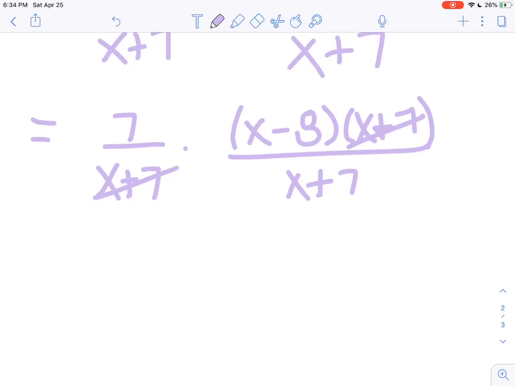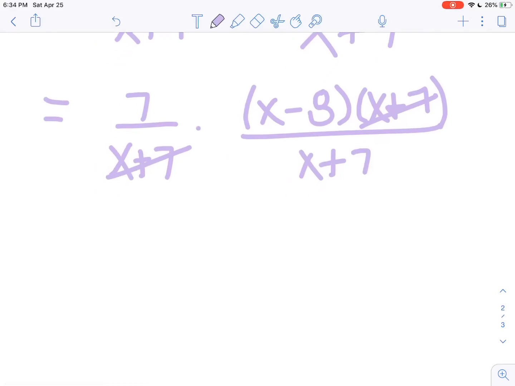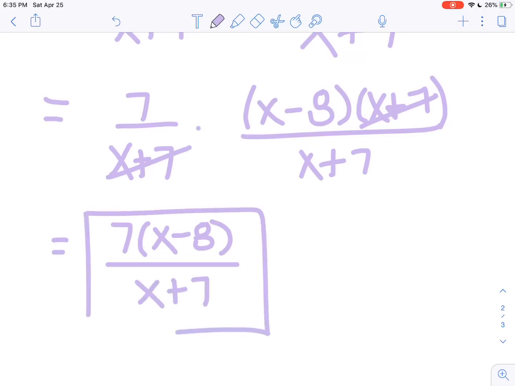Okay, those 7's are not going to cross out because the 7 in the denominator is part of a binomial. It's attached by addition. I can't touch it. Okay, so what I have left is 7 and x minus 8 in the numerator. I need the parentheses. And then I have x plus 7 left in the denominator. And we are done.